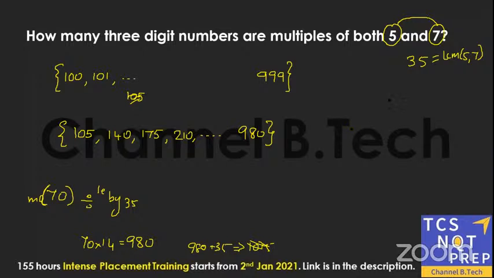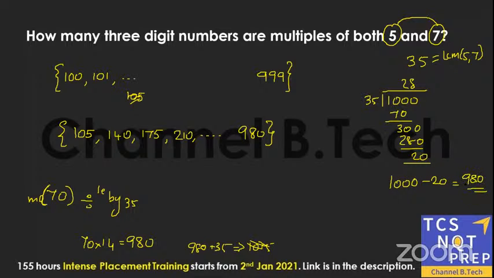You can find out like this, or you can divide 1000 by 35. What will you get? 28 times 35 is 980. Remainder 20 will be there. So from 1000, if you subtract this 20, you get 980, which is exactly divisible by 35.